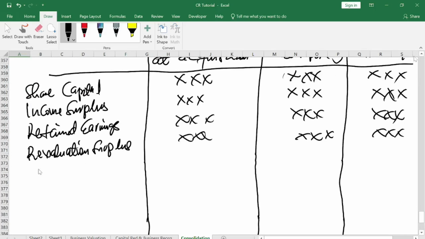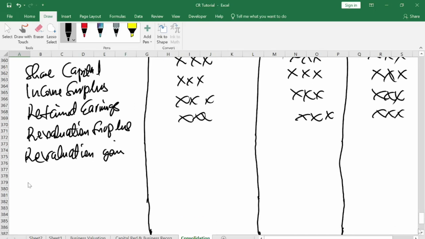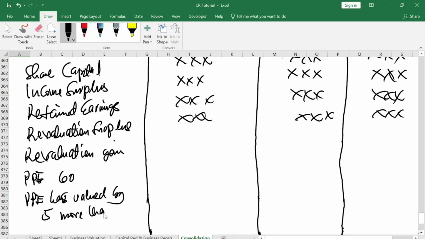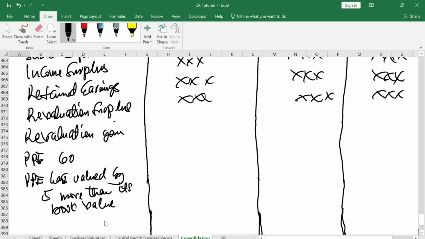Do you understand? So here, we have maybe revaluation gain on assets. Example, maybe in the question they will tell you that they have PPE of maybe 60 million. In addition, they will say that PPE has been valued by 5 more than the book value. You see, these are some of the terms that they will be using, so you should be very careful. When they say this has been valued more than the carrying book value, it means it has gained in value.